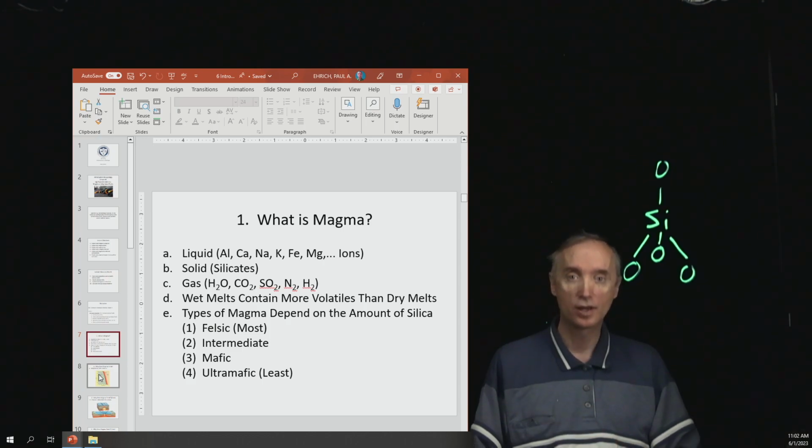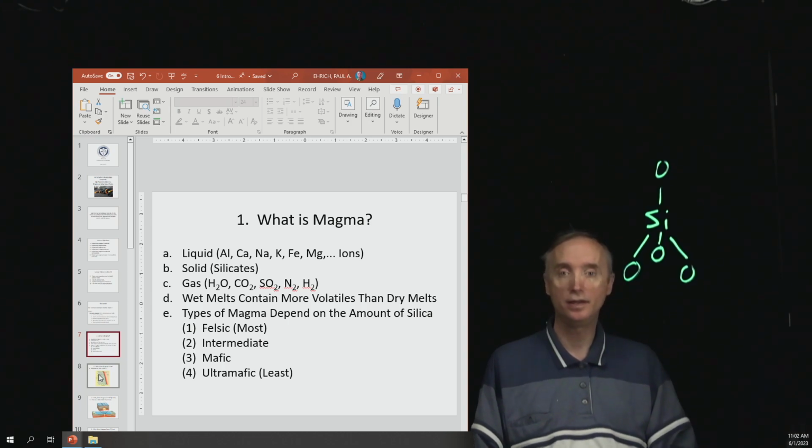Okay, another thing about magmas is that a wet magma, so that means a magma that contains water, is going to have more volatiles than a dry one. And a volatile is anything that can turn into a gas. So water can turn into a gas, carbon dioxide can turn into a gas, sulfur dioxide can turn into a gas. And so magmas that contain water are going to have more of these gases in them.